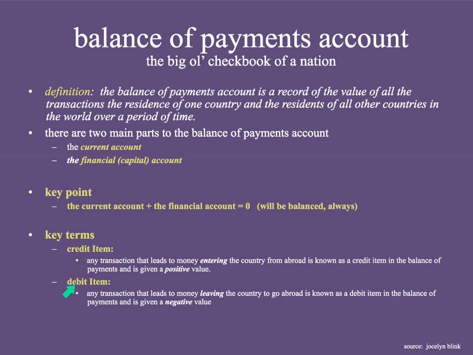That's going to be a credit item. A debit item is any transaction that leads to money leaving the country to go abroad, is known as a debit item in the balance of payments, and is given a negative value. So obviously, right, if Chileans are buying things from the United States, the money is leaving the country, it's a leakage, and the good might be coming back, but the money is leaving. So we're always tracking the money.